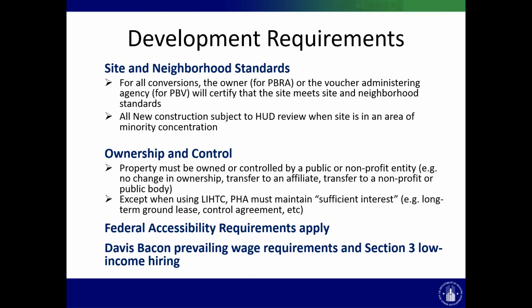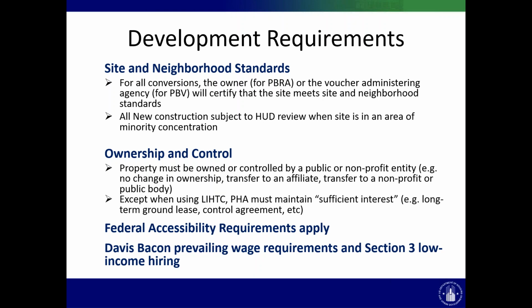On ownership and control, the RAD statute imposes certain requirements that the property must be owned or controlled by a public or nonprofit entity. This is usually done either with the PHA continuing to directly own the property, transferring the property to an affiliate, or transferring to a nonprofit or public body. There's an exception to this statutory requirement: when using tax credits, the PHA at a minimum must maintain sufficient interest, which is often done through a long-term ground lease or a control agreement or some other instrument.